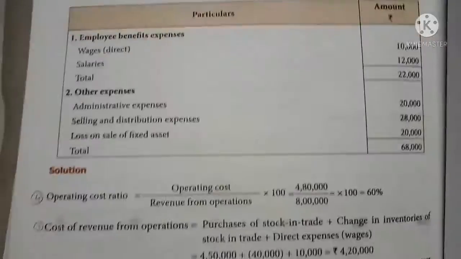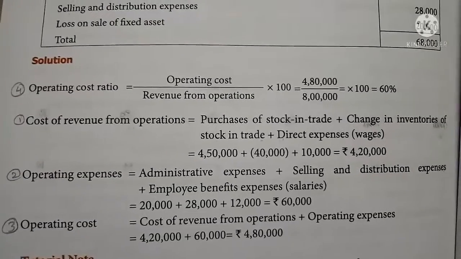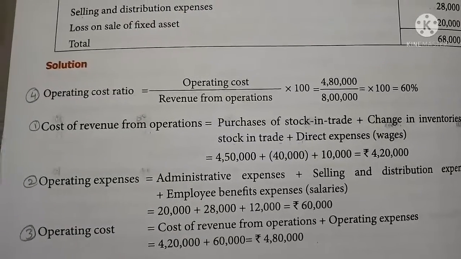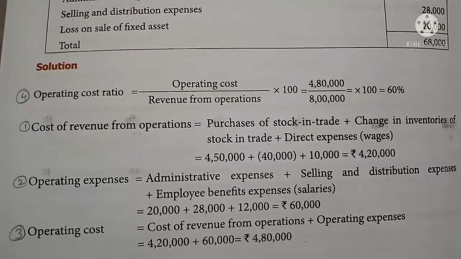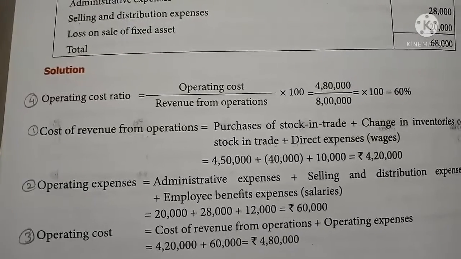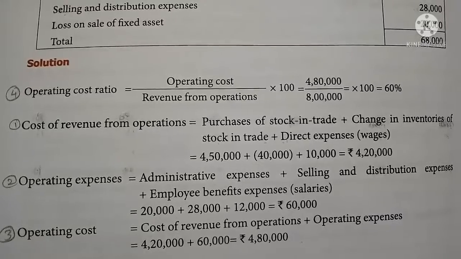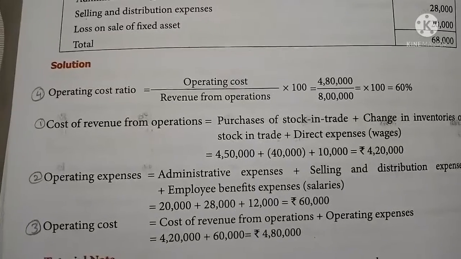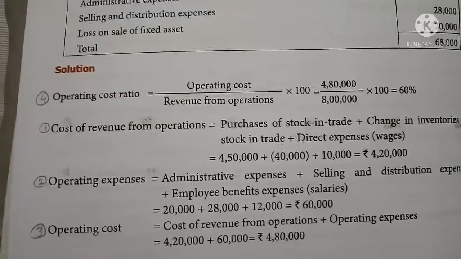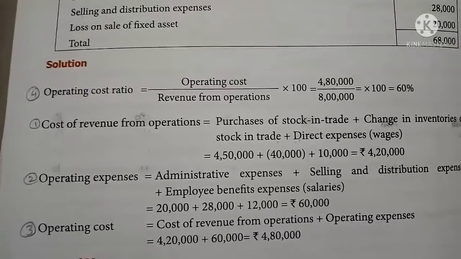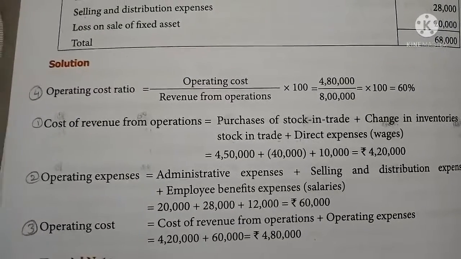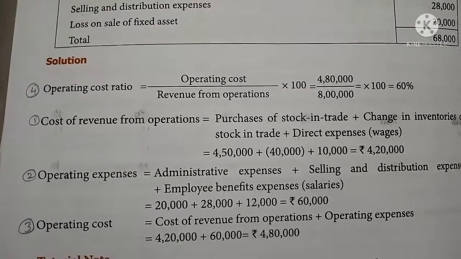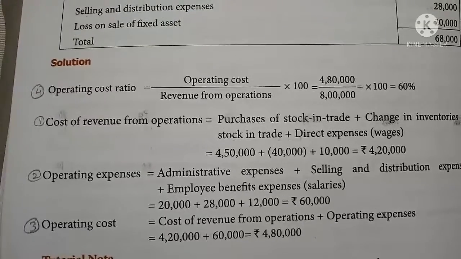So when we go to the solution point of view, first you should find out the cost of revenue from operation. Whenever a ratio sum is asked in the question, first you should find out the work notes and then you can write the formula. Don't write the formula first. First find out the work note values. Whatever information we need, you should find out. Then you can apply the formula. So in this problem, they are asking to find out the operating cost ratio. In order to find out the operating cost ratio, we need operating cost and revenue from operation.